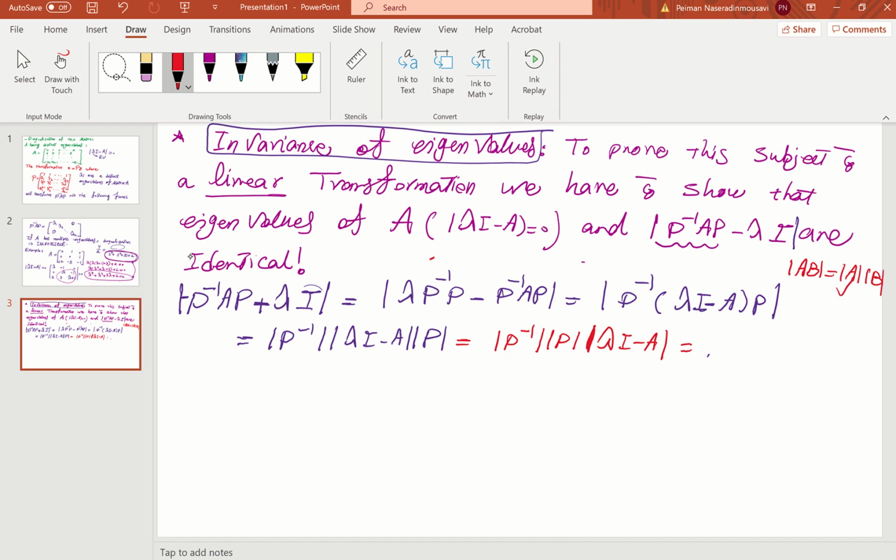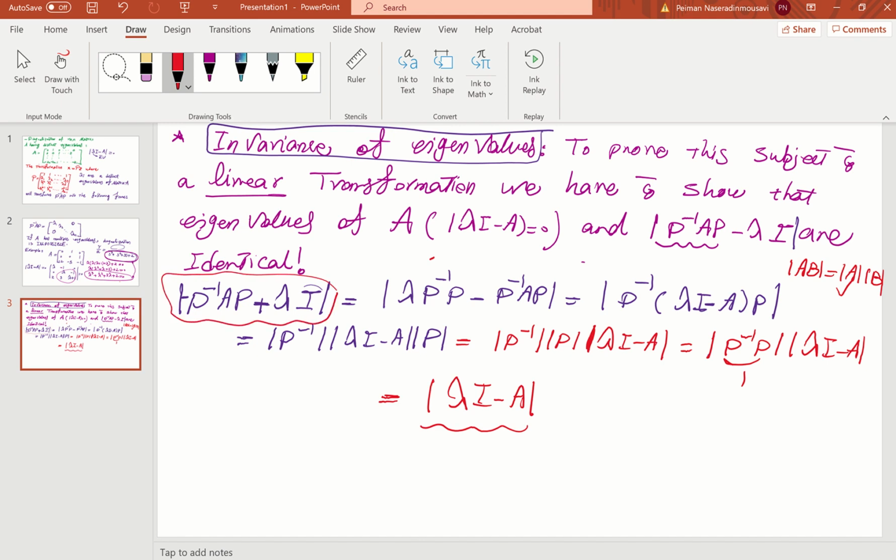Now, as we did here, the determinant of P inverse P times the determinant of lambda I minus A. This is how much? 1. So at the end of the day, you get that the determinant of the original matrix is equal to the determinant of its linear transformation. Understand? It's a very important topic. We are not changing the eigenvalues.